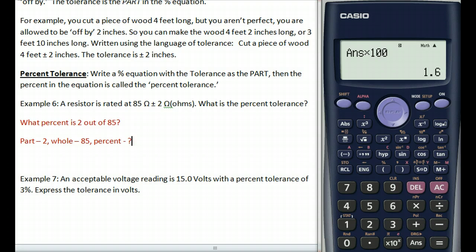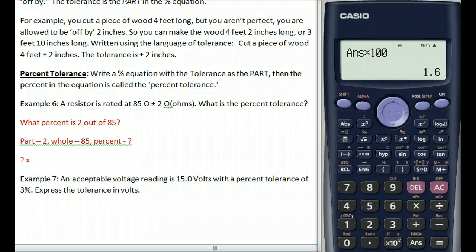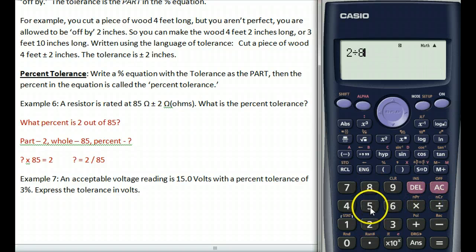So I know that the percent times the whole is equal to the part. So the percent times the whole, 85, is equal to the part. And remember, when we have the question mark multiplying, if I want to know what the question mark is, I divide. So I take 2 divided by 85, and that's going to give me my percent as a decimal.